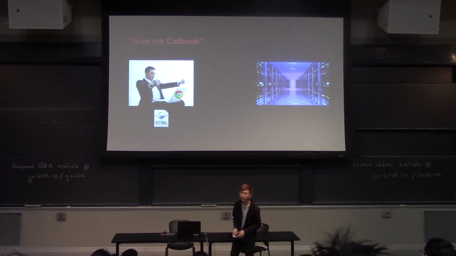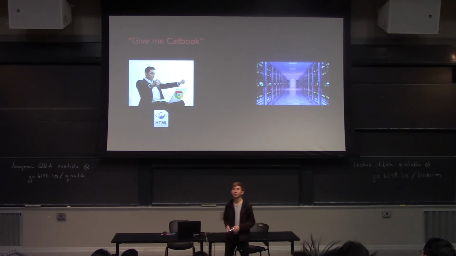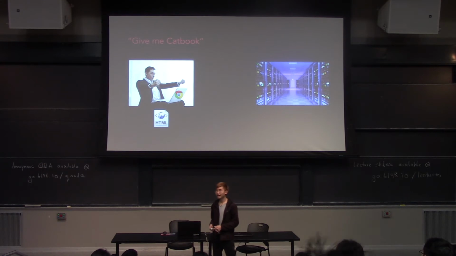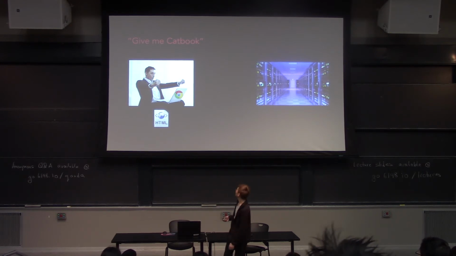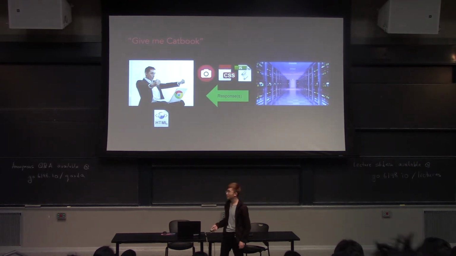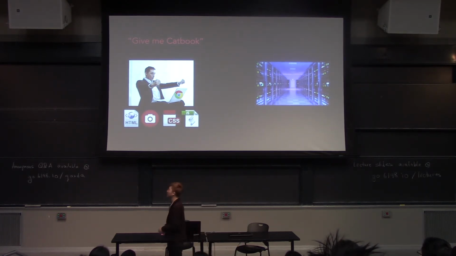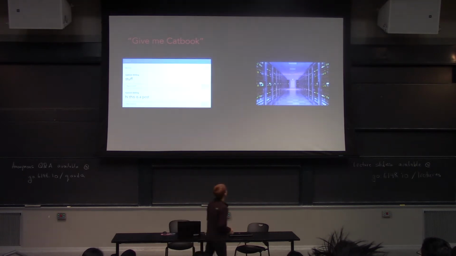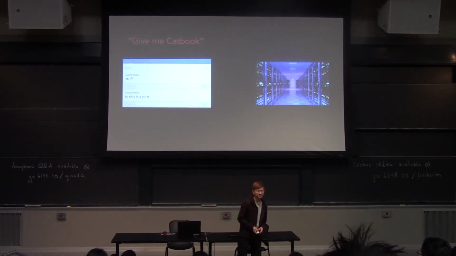After you get the HTML page, your browser will look through it and see what else it needs to get, right? We've learned that you need more than just an HTML page to render a website. You need all the CSS, the JavaScript, and all the assets. So it will send more GET requests to the server, and when it gets those back, it'll be happy. And then your browser can render the website.